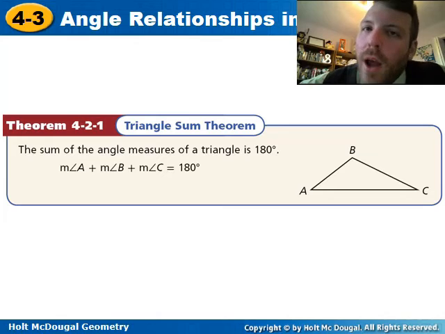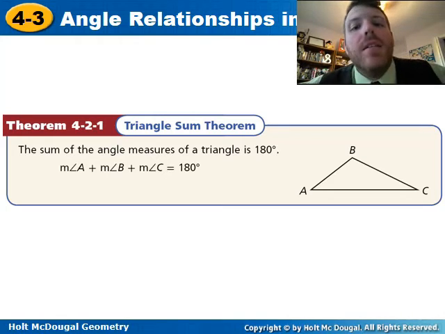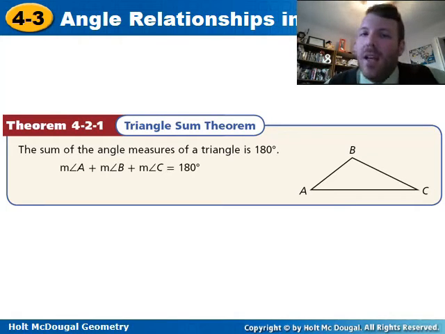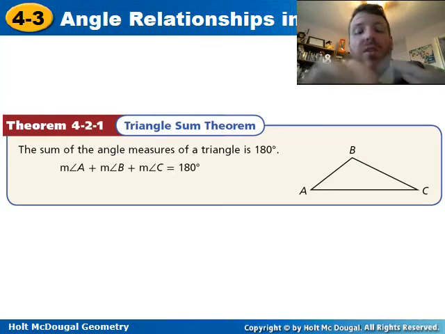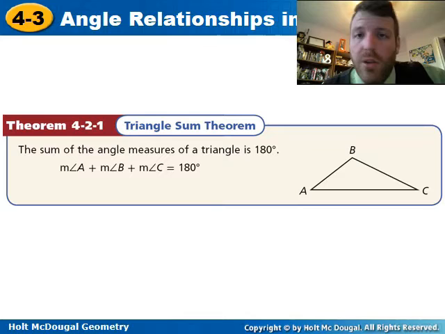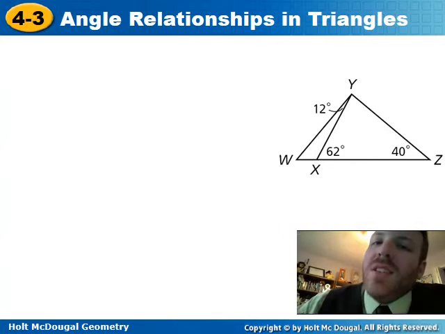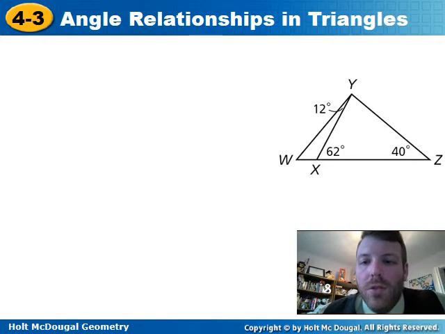First, you need to know the triangle sum theorem, which means basically that all the inside angles add up to equal 180 degrees. So A plus B plus C, they all equal 180 degrees. Okay, so let's look at an application of the triangle sum theorem.